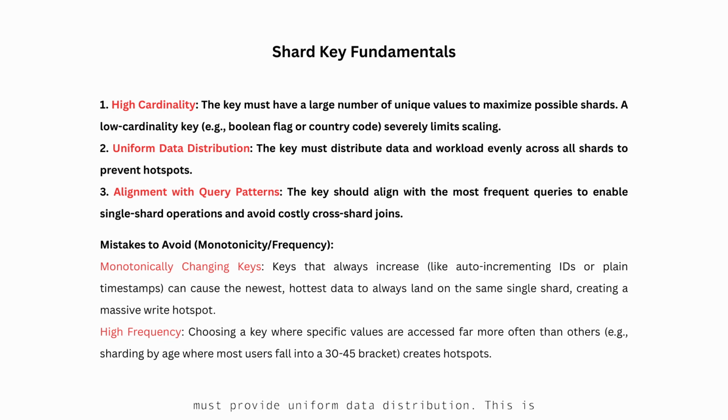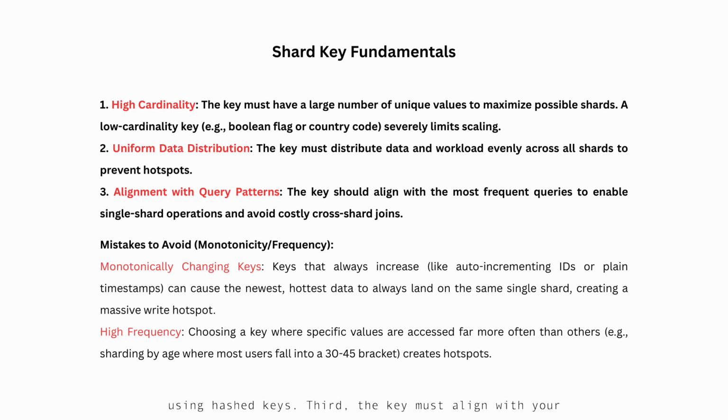Second, it must provide uniform data distribution. This is where the concept of monotonic change comes in. If we shard by a simple auto-incrementing ID or a timestamp, all new write traffic, which is usually the heaviest load, will continuously hammer the same single shard, making it a hotspot and defeating the purpose of sharding. For write-heavy systems, keys must maximize load uniformity, often by combining timestamps with random events or hashed keys.